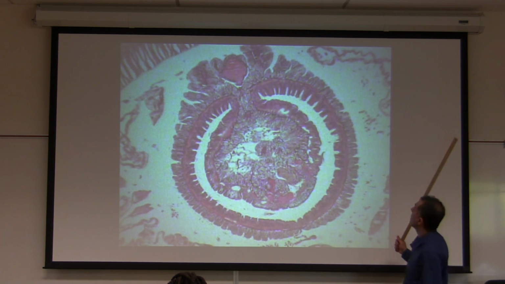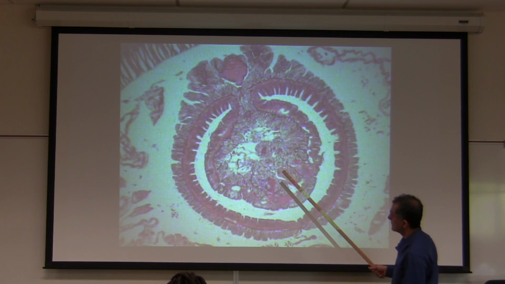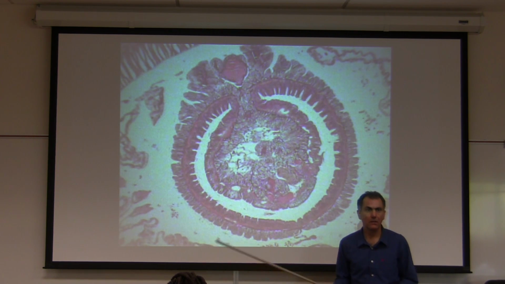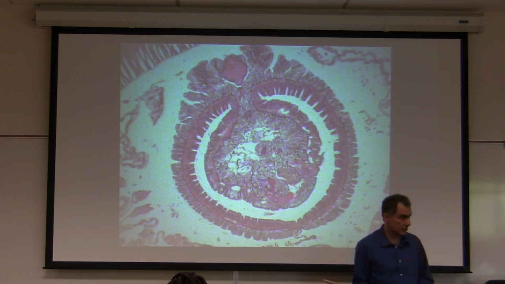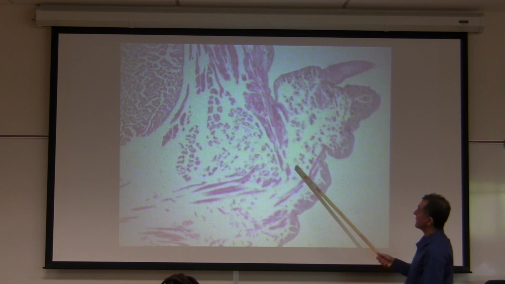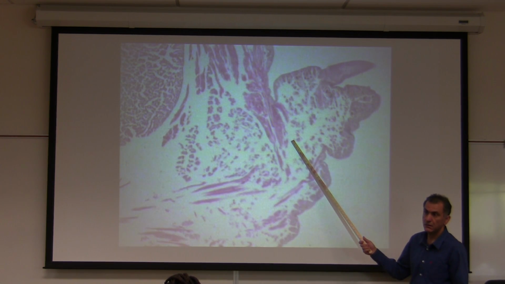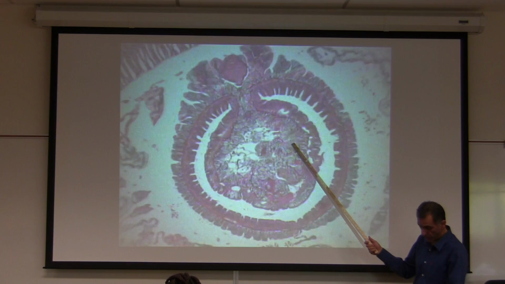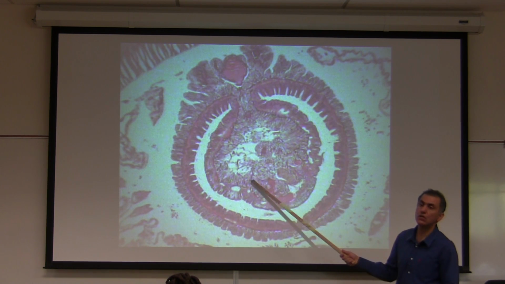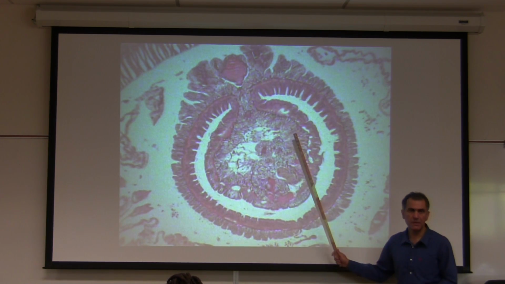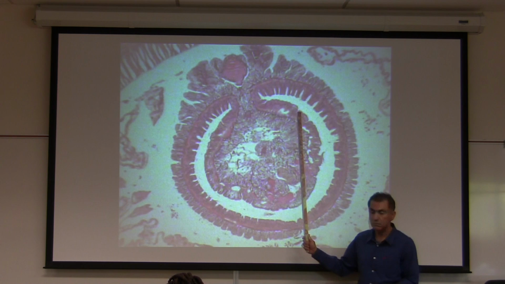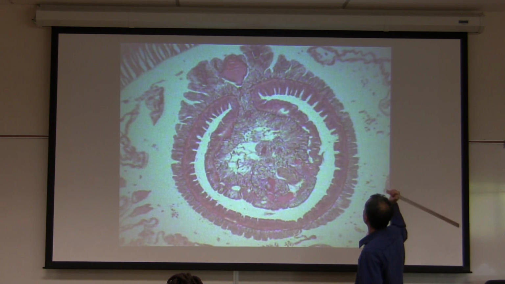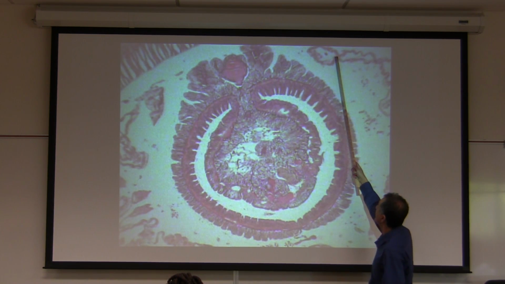What is the name of the organism? Lumbricus terrestris. What class? Polychaeta? No. What class? Oligochaeta. What is the common name? Earthworm. Nightcrawler. Okay.